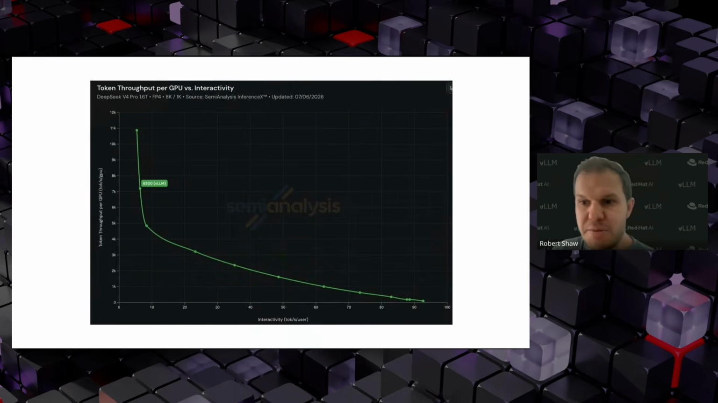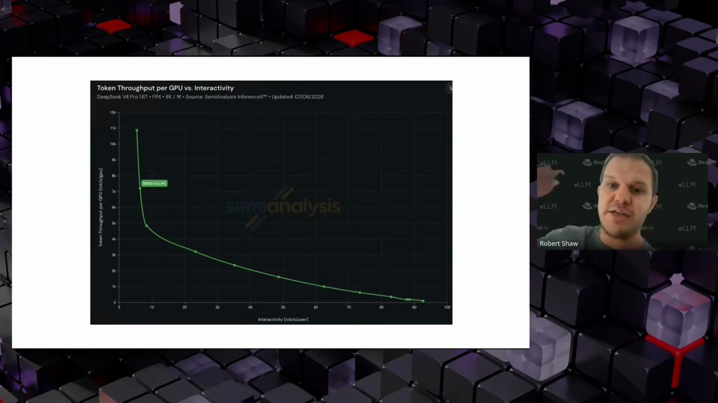The other point to make is, and I think the SemiAnalysis guys have done a great job of showing off the trade-off between interactivity and throughput. But one very important thing to be aware of is that as you increase concurrency, so as you increase the number of concurrent requests on the GPU, you will see more throughput.